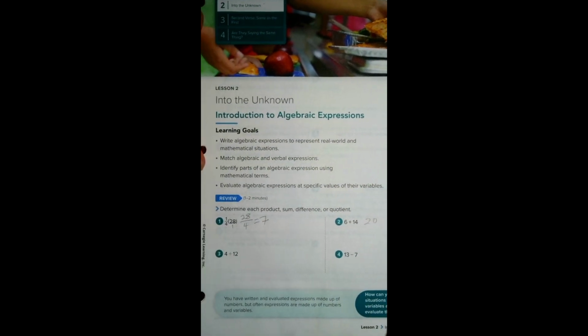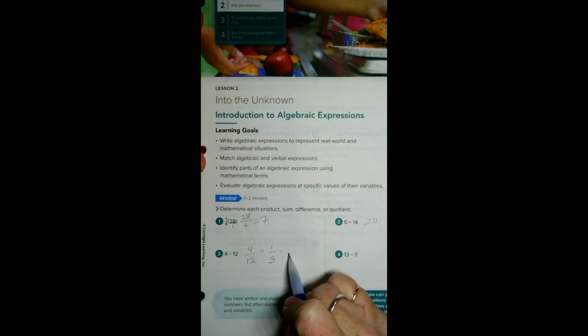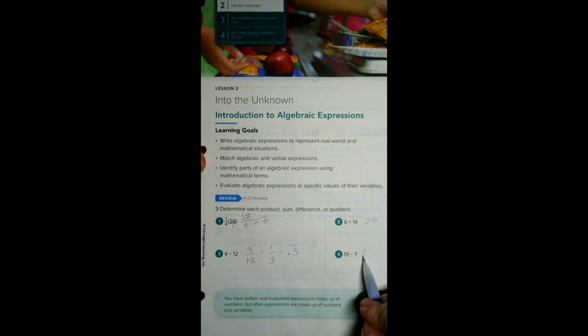Okay, number 2, 6 plus 14, that's pretty easy. You guys have that, 20. 4 divided by 12, which reduces to 1/3, which would be 0.3 repeating. And then 13 minus 7 is 6. Okay, excellent. Moving on to the getting started.